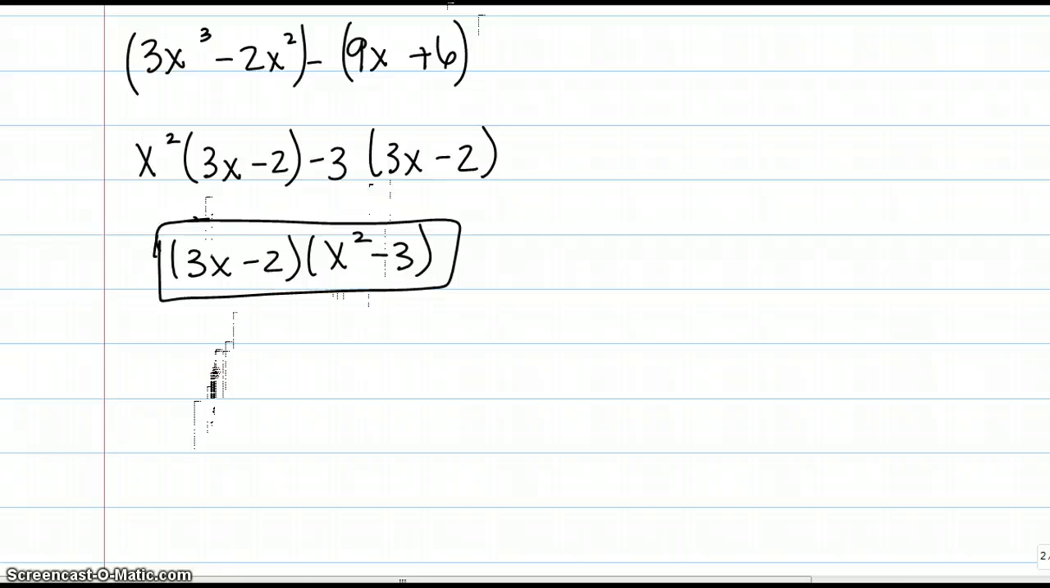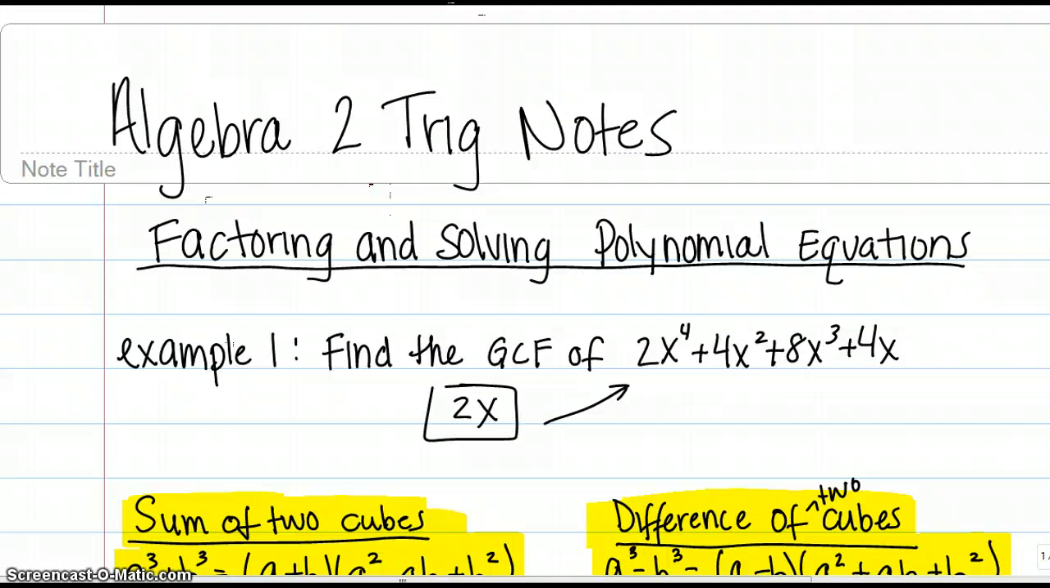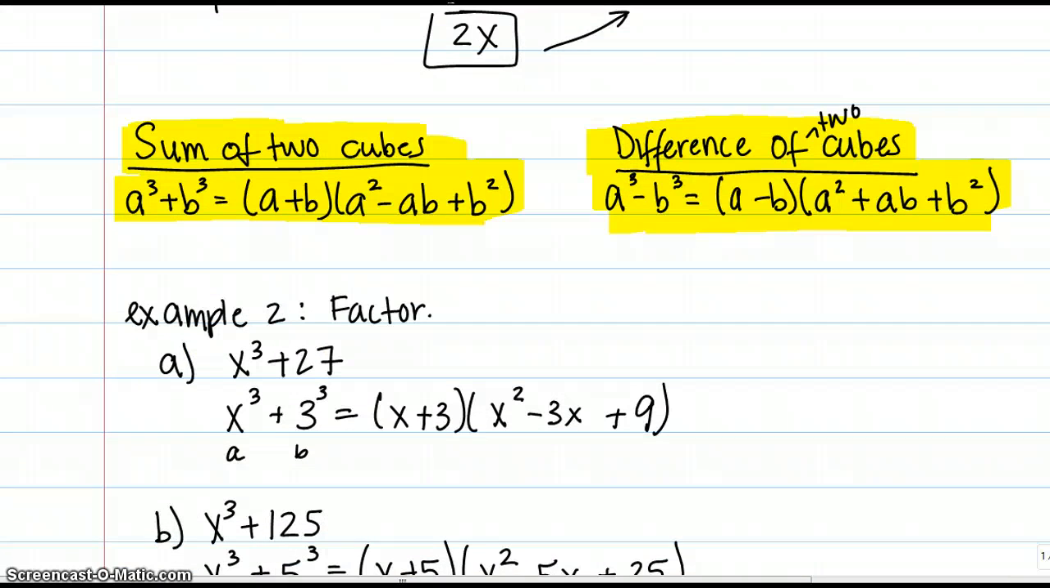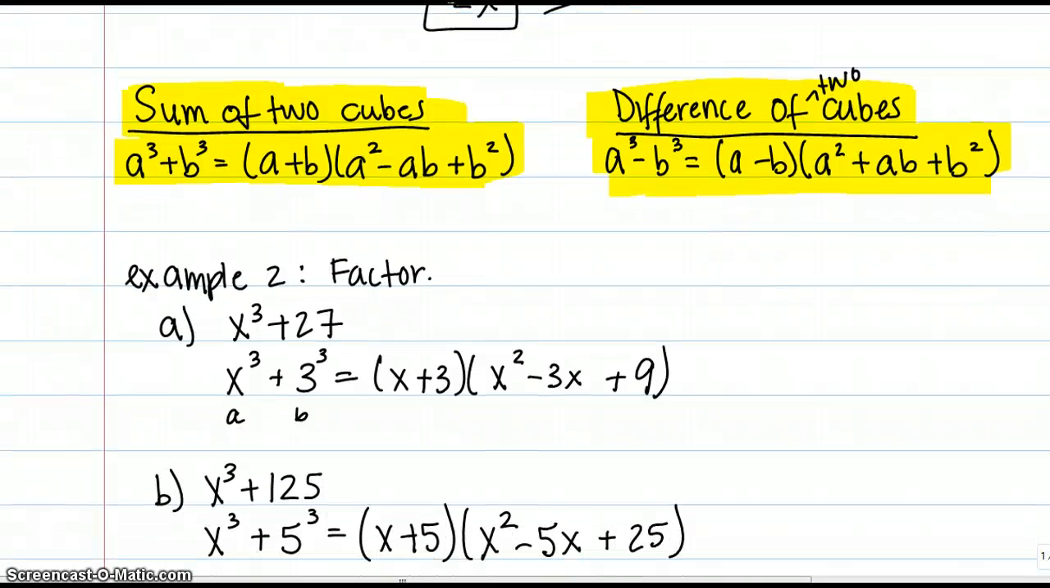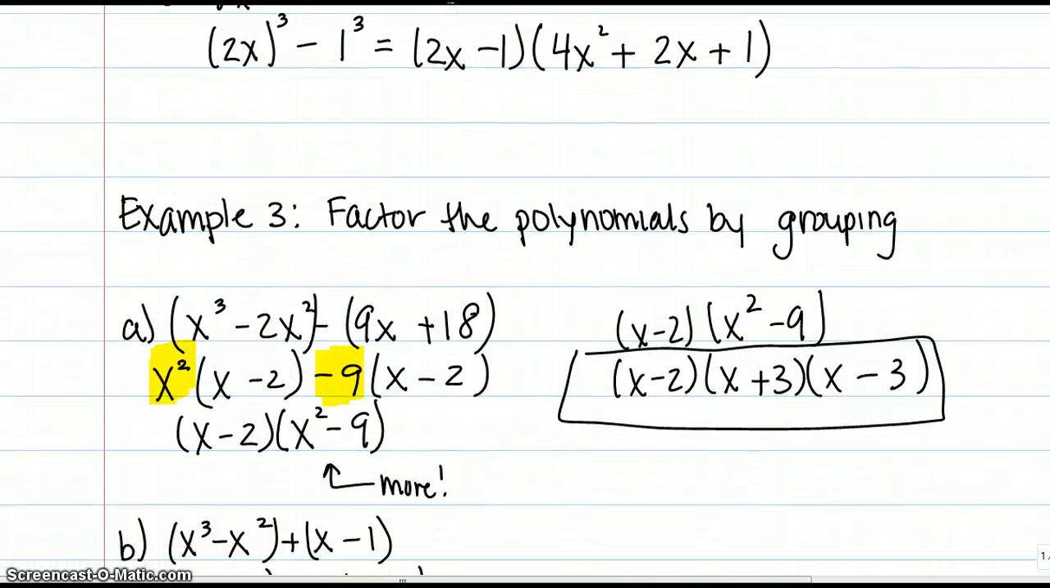So that's it for today. We first did a quick review of finding the GCF. We looked at the sum of two cubes and the difference of two cubes. We have those formulas ready, handy to go for in-class practice. And then we were just factoring polynomials by grouping.